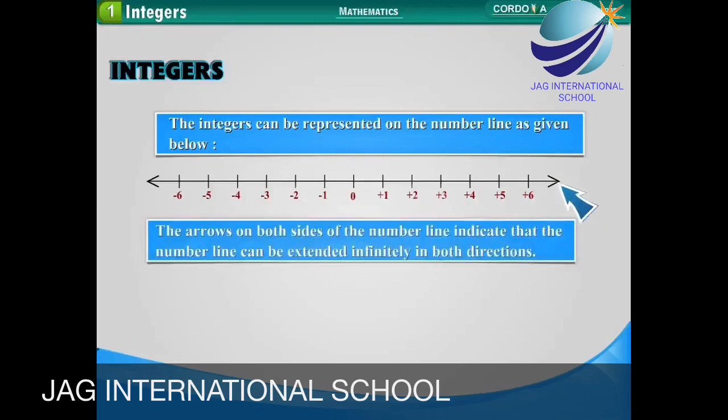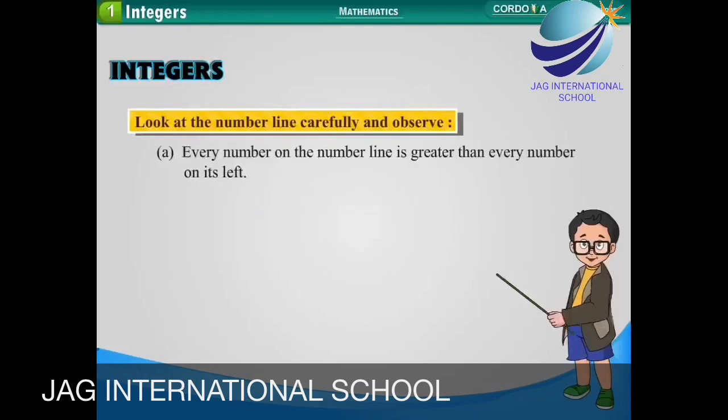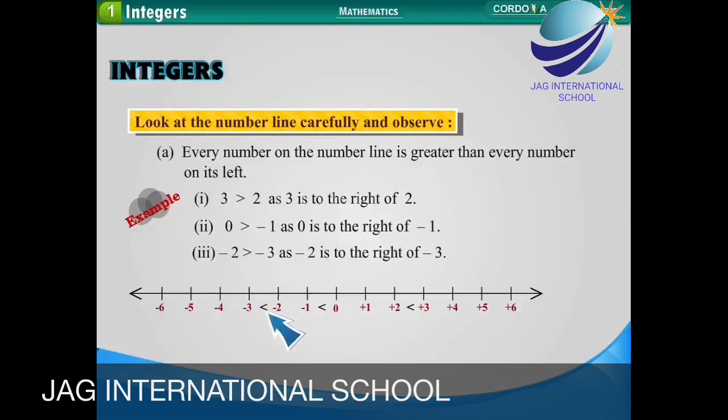The arrows on both sides of the number line indicate that the number line can be extended infinitely in both directions. Look at the number line carefully and observe that every number on the number line is greater than every number on its left. Example: 3 is greater than 2 as 3 is to the right of 2. 0 is greater than -1 as 0 is to the right of -1. -2 is greater than -3 as -2 is to the right of -3.